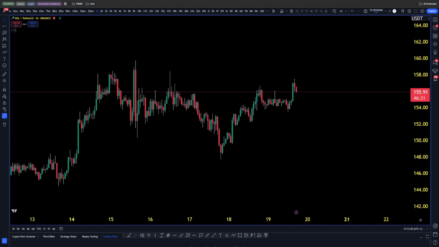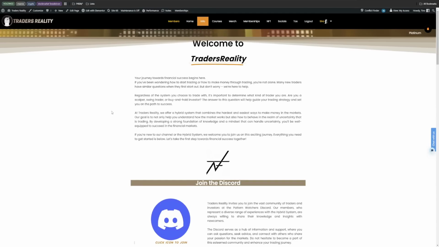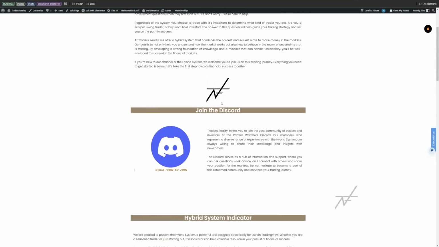In front of you is TradingView. And without the hybrid system, this is what most of you will be looking at. So how do we get access to the hybrid system? First things first. Make your way over to the Traders Reality website. This is for anyone who is brand new. Go to the info tab, scroll down.